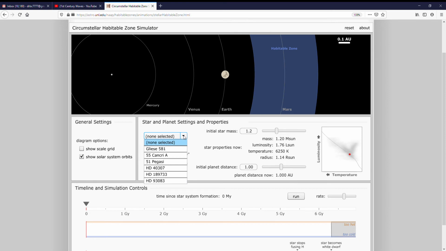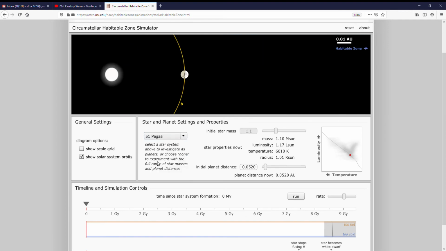your choice of 6 specific stars, or you can leave it in the none selected, and you can manipulate the mass any way you want. But if you choose one of these, like 51 Pegasi, it automatically puts you in 51 Pegasi. What you should do when you go to a new star is check to see what you're dealing with here.